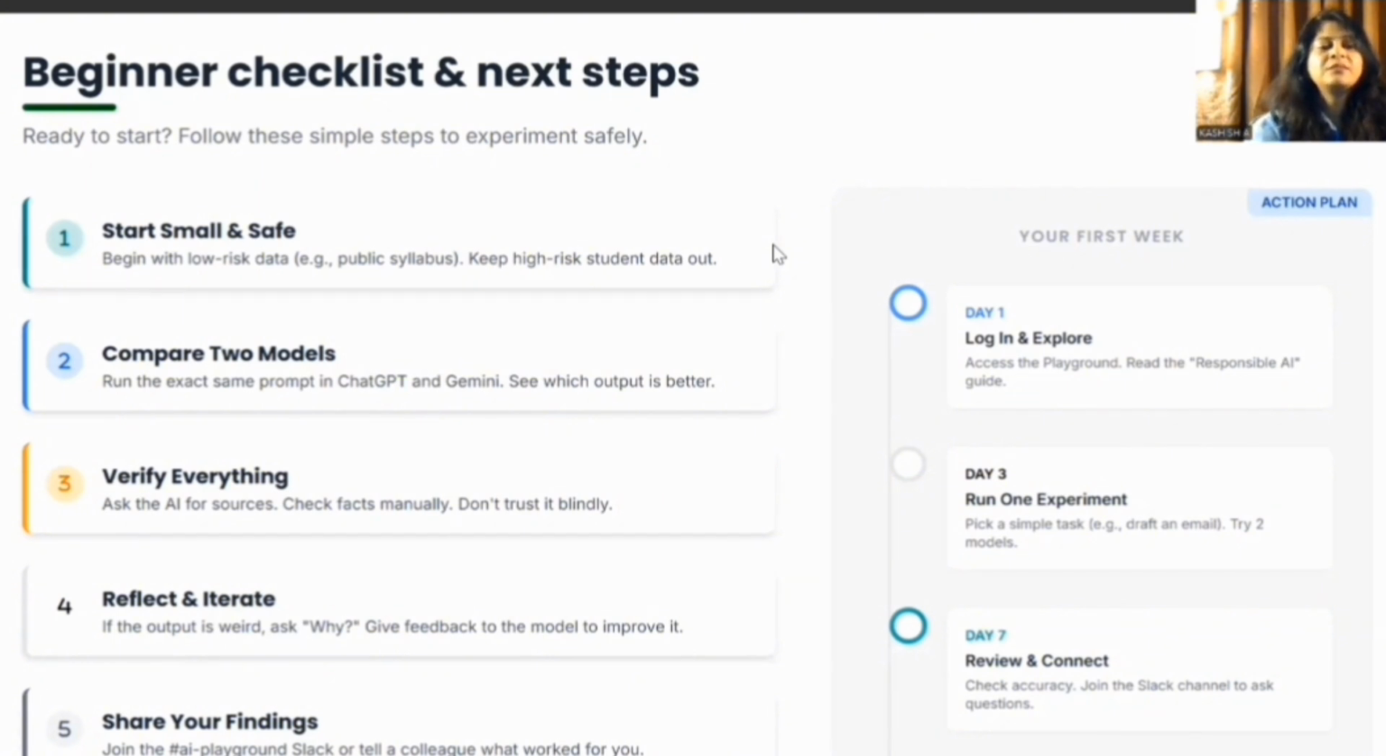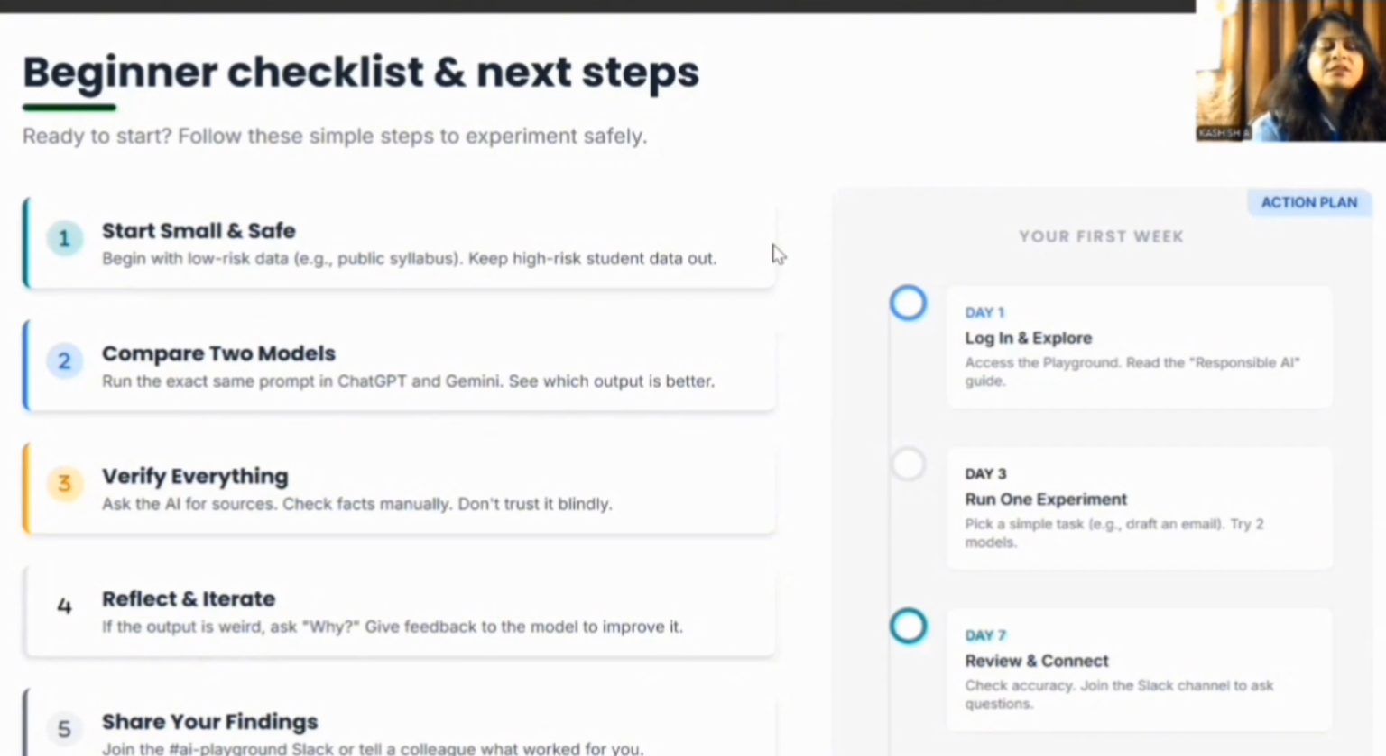Third, verify everything. Ask the AI for sources. Check facts manually. Don't trust it blindly. That is really important. Reflect and iterate. If the output is weird, ask why, ask for the resources, and ask for proof of it. Give feedback to the model to improve it.